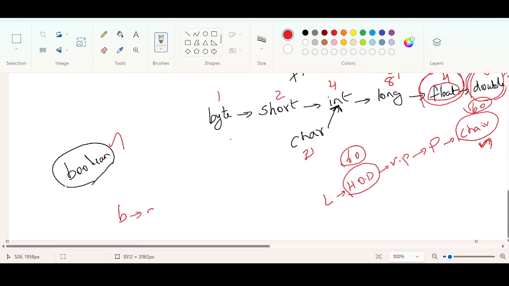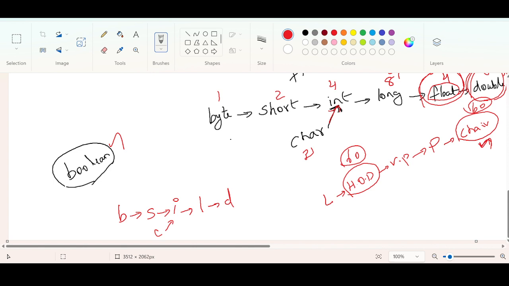Byte, short, int, long, float, double. And character: when you want to promote a character, it can be promoted to integer directly. We will talk about the promotion in the next classes, but I'm giving you the basic understanding about the largest data type and the smallest data type.